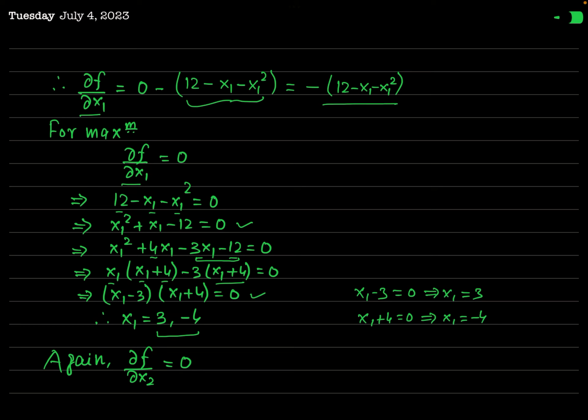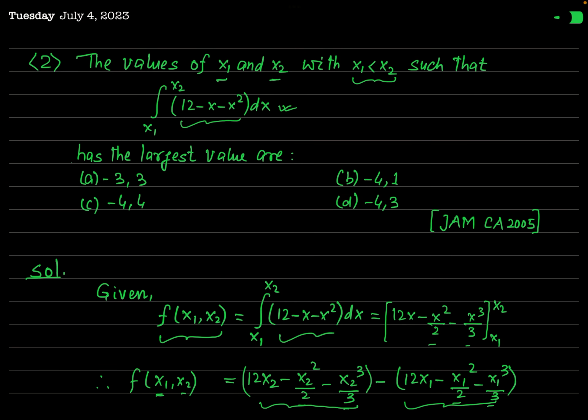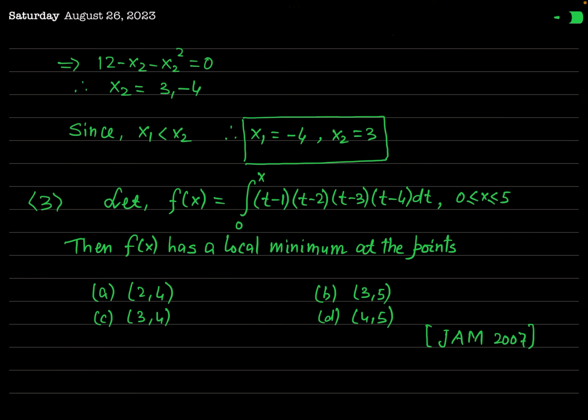Okay. Now we will differentiate the same function partially with respect to x2, which means we will have to keep x1 constant. Now see the function here. When we differentiate this function partially with respect to x2, the derivative of this second term will be 0. Okay. Only the first term will be differentiated, because the first term depends on x2. And what will be the derivative? You can see this will be 12 minus x2 minus x2 squared. Okay. So this is this much.